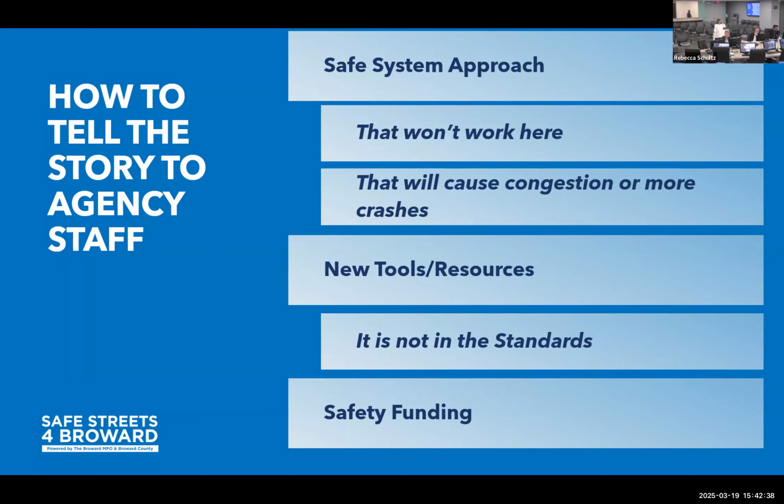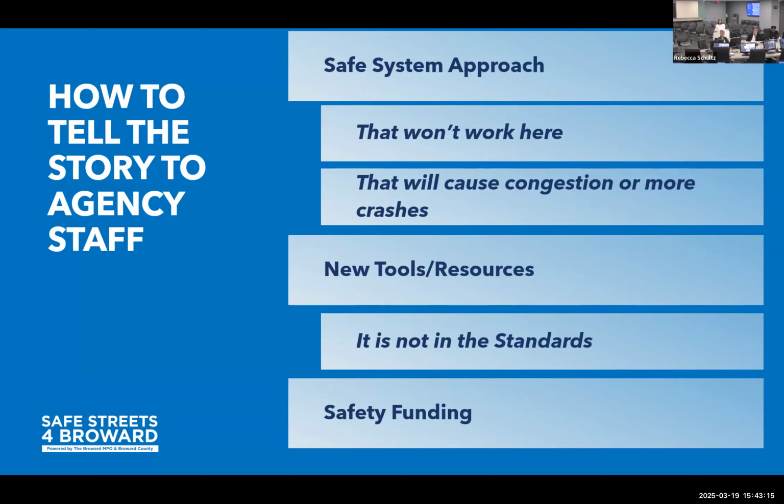So agency staff, I'll start. We have the safe system approach. To your point, it's an evolution of how we prioritize safety. Thank you, Eric, for that. So we've heard that won't work here. We don't do it that way. Well, that's what we're doing now, right? So we're thinking holistically. We've heard that can cause congestion, that'll cause more crashes. So really talking to them about the evidence-based, data-based work that we've done here to support arguments to both those cases.